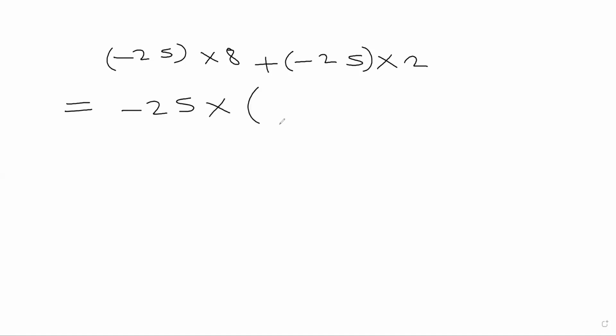-25 into 8 plus -25 into 2 equal to. Now, what is taken as common? Tell me. Sir, -25. Then there is the into sign. Then in the bracket, what are we going to write?